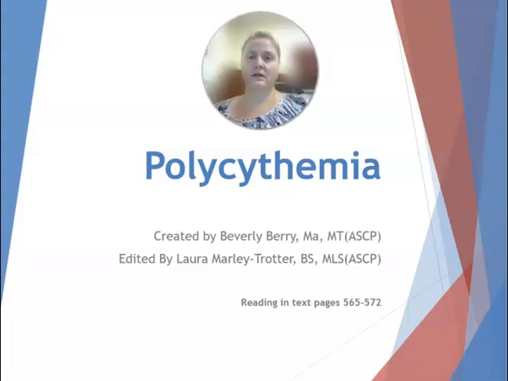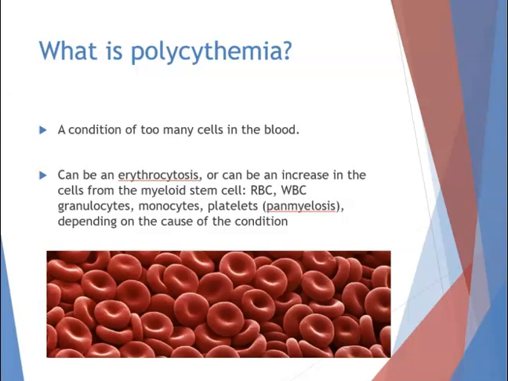Today we're going to discuss what polycythemia is and some different classifications for polycythemia. So what is polycythemia? It is a condition where we have too many blood cells. So it is the exact opposite of anemia, where we have too few blood cells. Polycythemia can happen for different reasons depending on the condition or the disease that's going on in a patient.